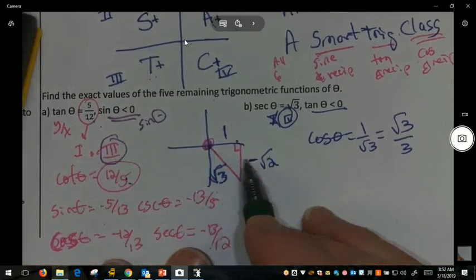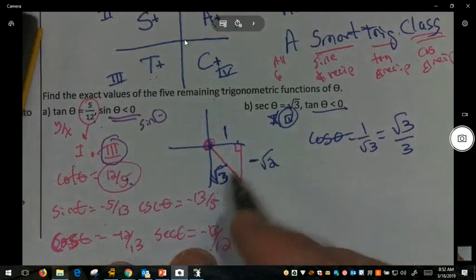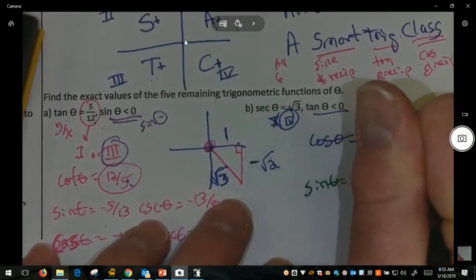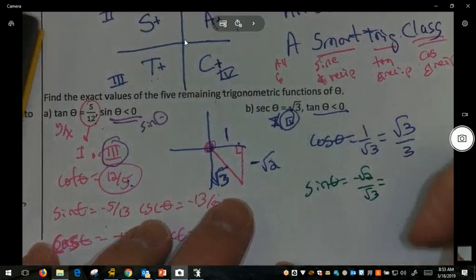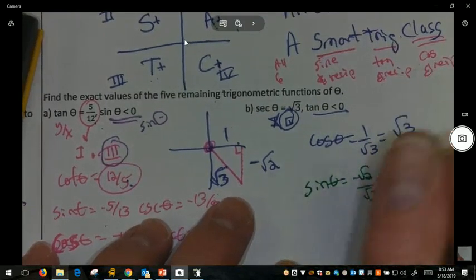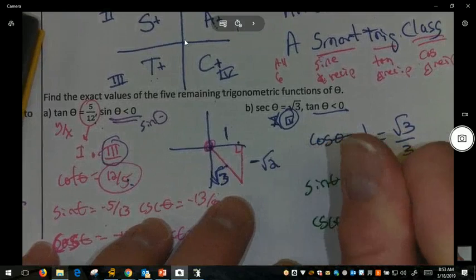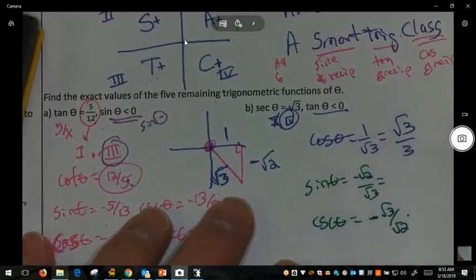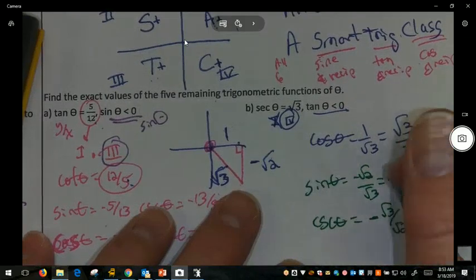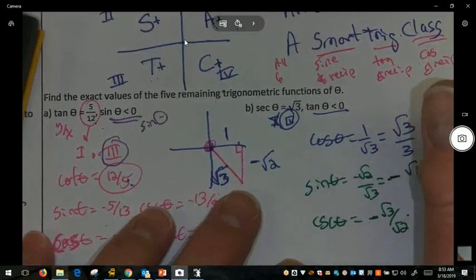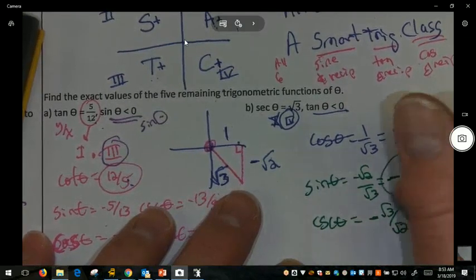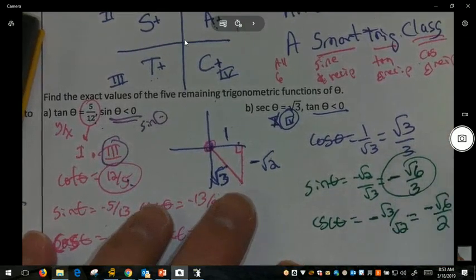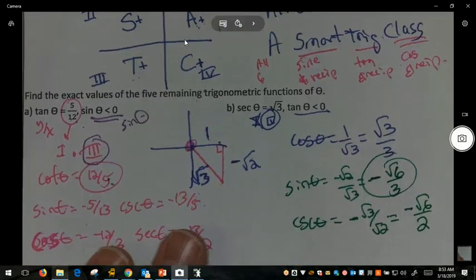Sine will be opposite over hypotenuse, or y over x, or sorry, y over radius. Sine of theta would be negative square root of 2 over square root of 3. Before I rationalize though, I'm going to find cosecant, which is negative square root of 3 over square root of 2. That stinks, we're going to have to rationalize them both. This is going to lead to negative square root of 6 over 3. This one's going to lead to negative square root of 6 over 2.